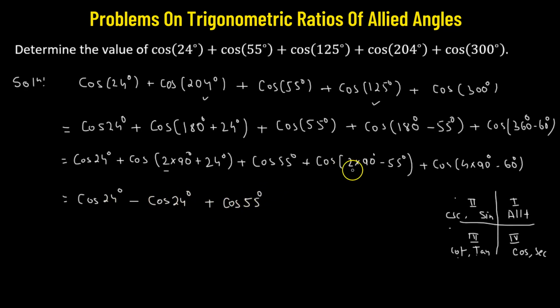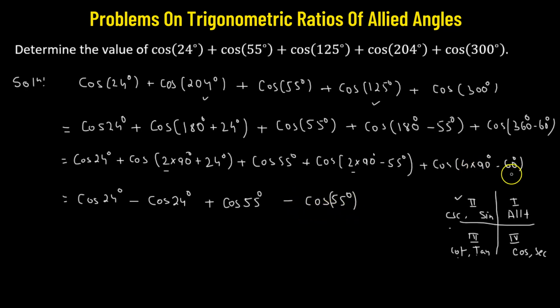Next, we have the third term, cosine of 55 degrees. And then we have cosine of 2 times 90 degrees. So that's in the second quadrant. 2 means we have an even multiple of 90 degrees. So cosine will remain as cosine and the angle will be 55 degrees. Now coming to the quadrant. So with 2 times 90, we are in the second quadrant. But this time we are subtracting 55 degrees from it. 55 being an angle which is less than 90 degrees, we are still going to be in the second quadrant. So that means we have cosine of 55 degrees, but in the second quadrant only the sine is positive. So that means we are going to get negative cosine 55 degrees.